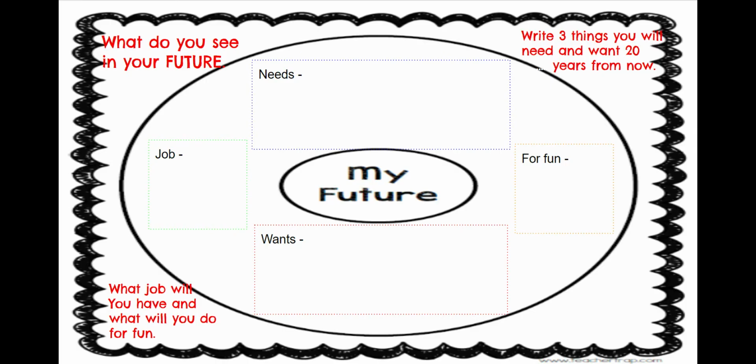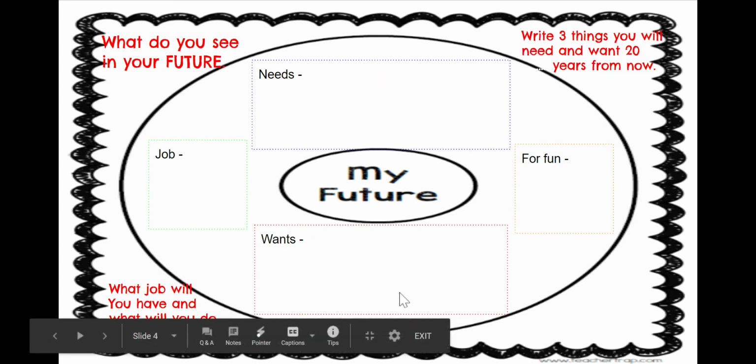Your day 3 activity is to fill in kind of a plan of your future. You are going to pretend that it is 20 years from now. So if you're 8 years old or 9 years old, you're going to think about what you are going to be doing when you're 28 years old or 29 years old. And I want you to list at least 3 things that you think you're going to need in 20 years and 3 things you think you're going to want in 20 years, right?